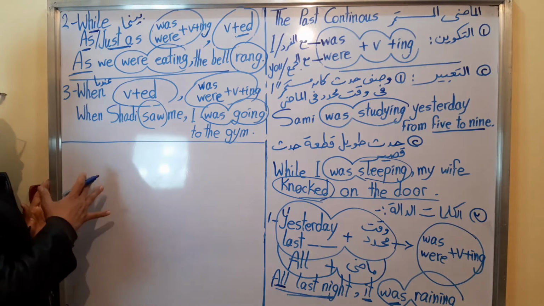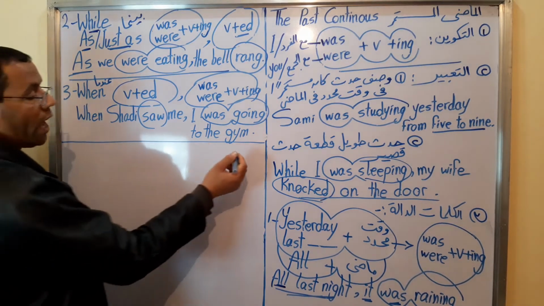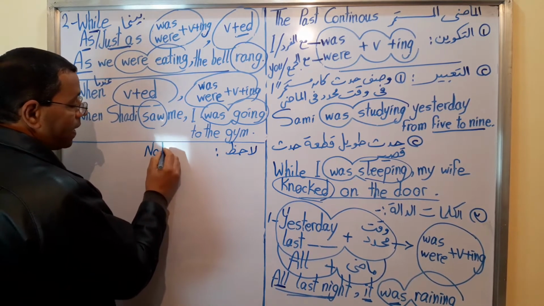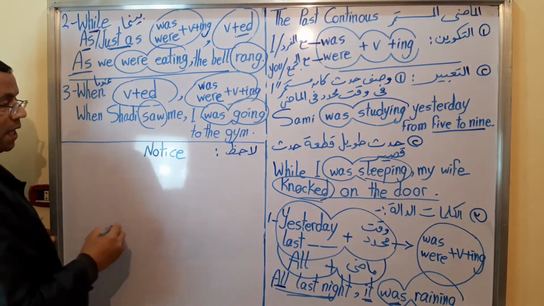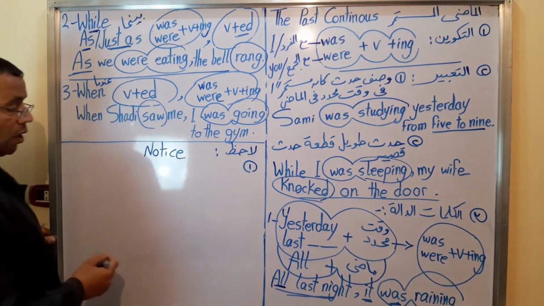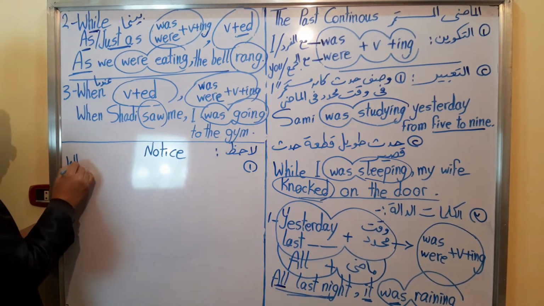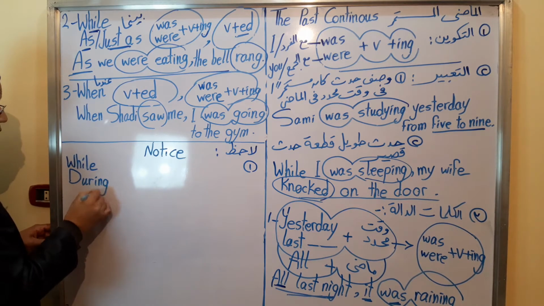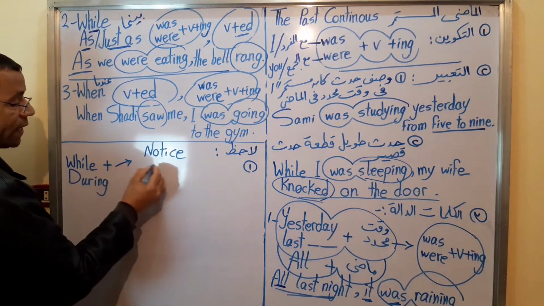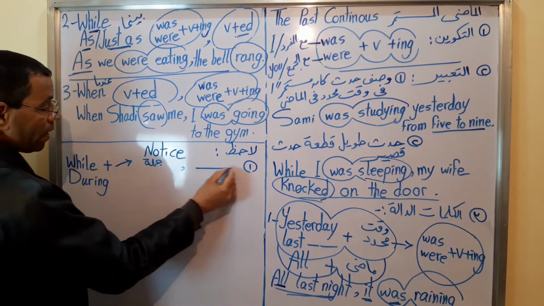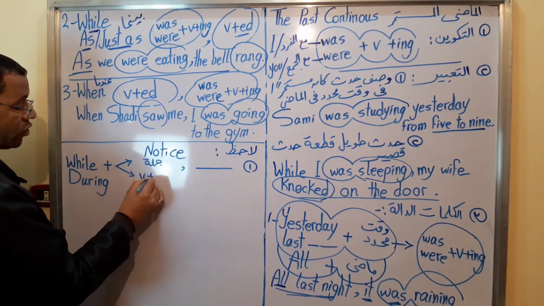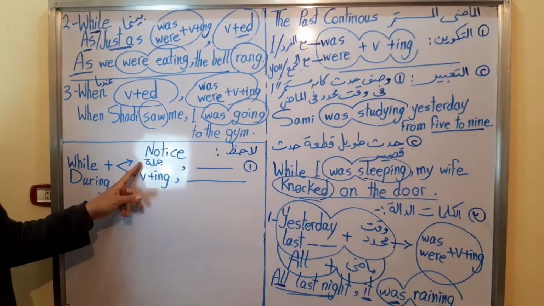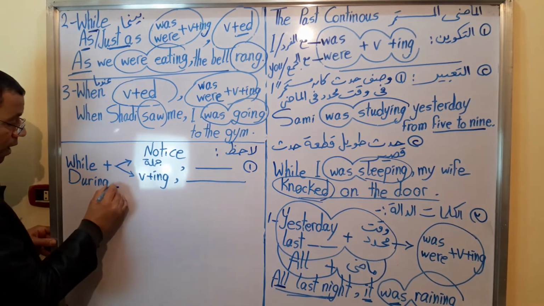We have some notes for this tense. Notice and take care of this. Number one: what is the difference between while and during. While is followed by a sentence, past continuous or verb ing. During is followed by a noun.